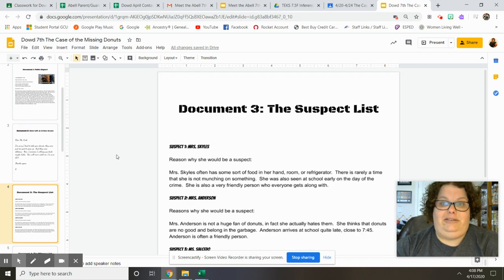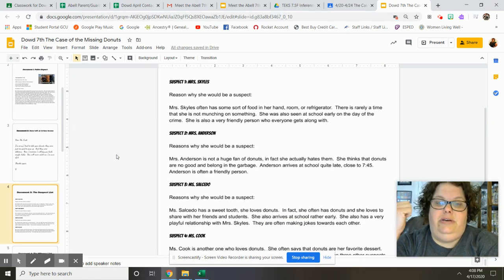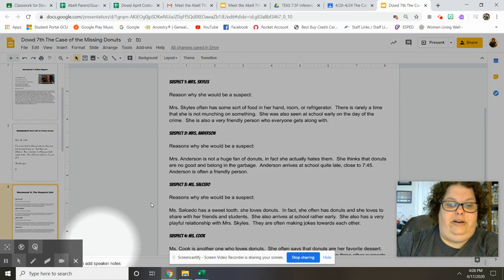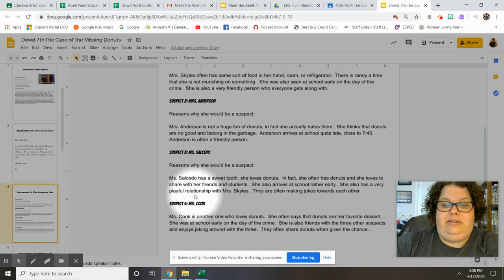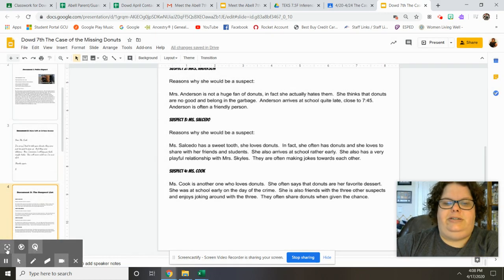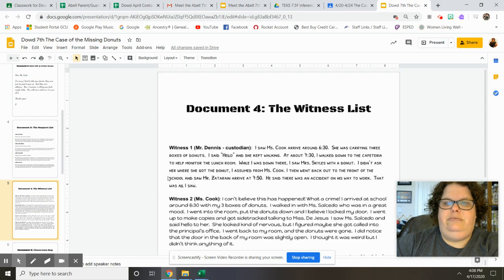Next document. This is document 3. This is your suspect list. So suspect 1 is Miss Skiles. Suspect 2 is Miss Anderson. Suspect 3, let me get my little highlighter here. So suspect 1, again, is Miss Skiles. Suspect 2, Miss Anderson. Suspect 3, Miss Salcedo. And suspect 4 is Miss Cook herself. Could she be lying about the donuts? Interesting.